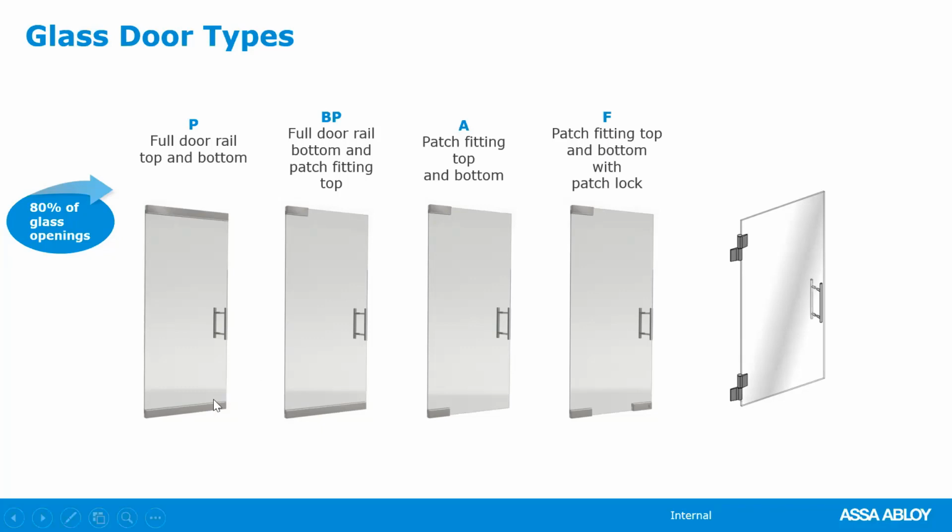The last two are the F and the H style doors. The F door is essentially a patch fitting door, except they add one patch on the pull side of the door and embed a lock integrated into the patch. That's more for retail style openings, so you can lock that door at night when it's not being used. And then the last is the hinge style door, which was just added in 2020. This is just another way to add a true all glass look with a minimal amount of hardware showing.